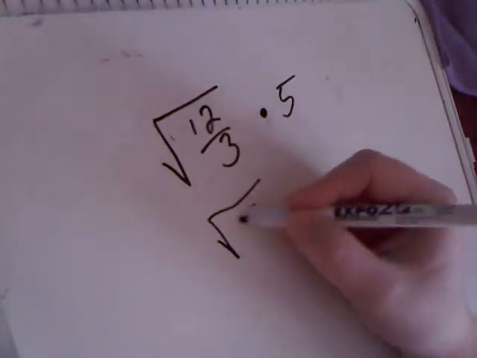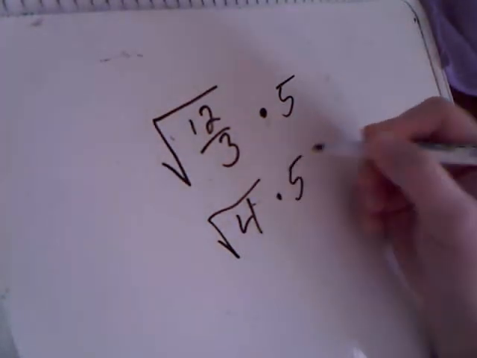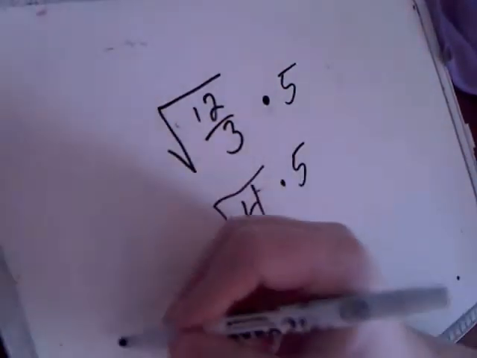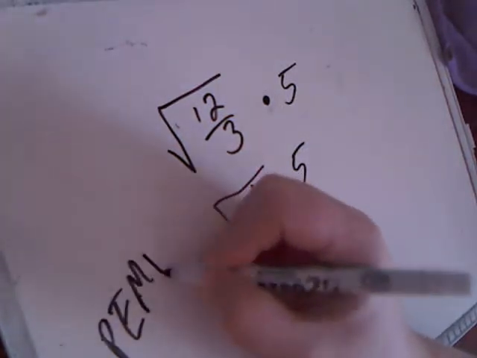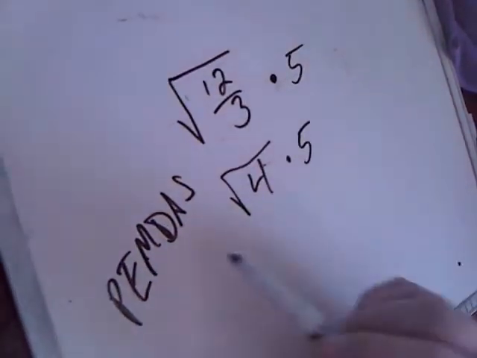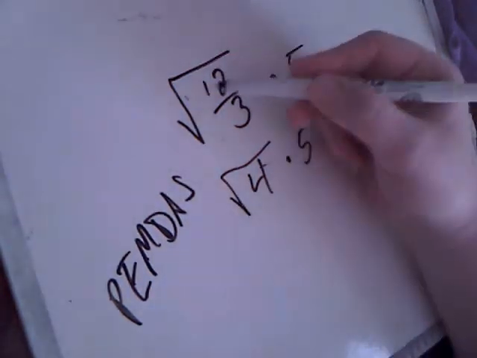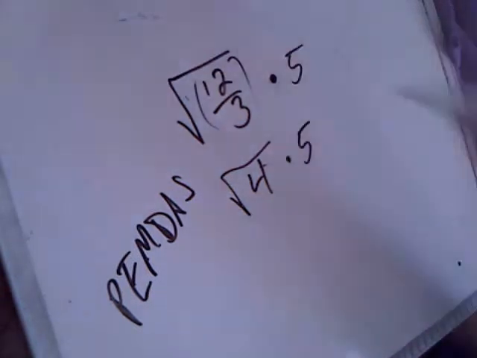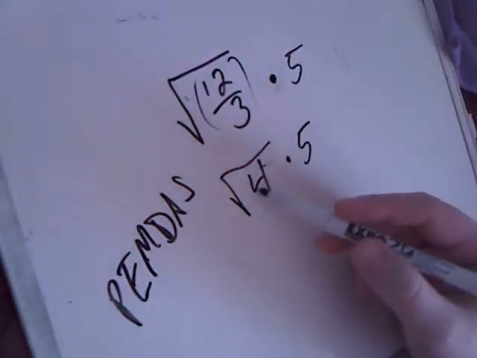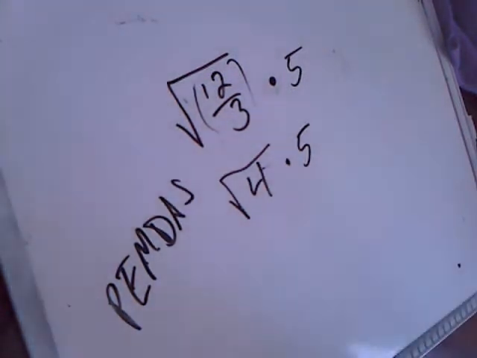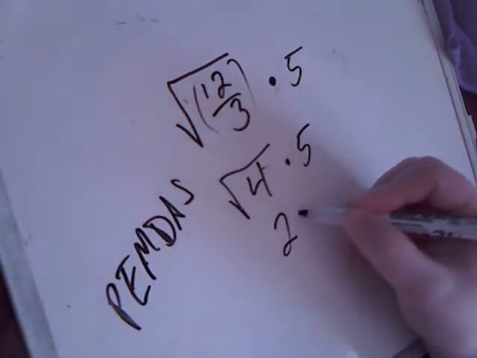So, 12 over 3 is 4 times 5. The square root of 4 is going to be, and we see that PEMDAS, before I go on, exponents and square roots are solved in the same step. So you did parentheses up here because this is treated like it's inside parentheses. Now you're at the exponent step because you want to figure out what number times itself will equal 4. And it turns out to be 2.